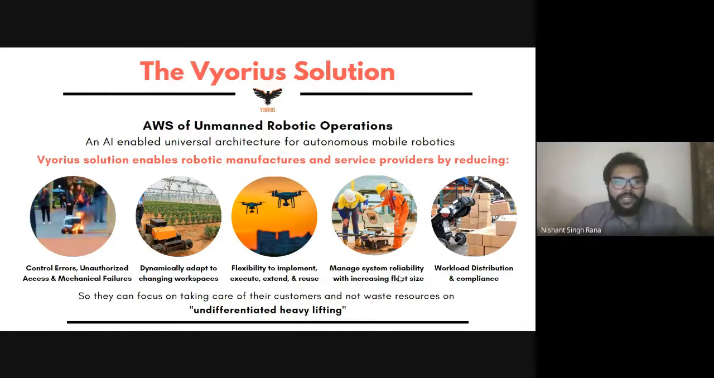What we do is enable these robotic manufacturers and service providers by reducing the control errors, unauthorized access, and mechanical failures that can happen with their hardware systems. We enable these robots to dynamically adapt to the changing environment, so you can use them in different fields, different works, different ecosystems. We manage that. We provide you the flexibility to implement, execute, extend and reuse them.